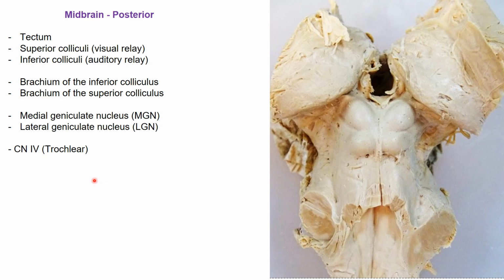The one other thing that I want to point out is the trochlear nerve, which is cranial nerve 4, is going to exit from this region just below the inferior colliculus. So if you look, here is our inferior colliculus, we look below that, and right here we have cranial nerve 4, the trochlear nerve exiting the brainstem.